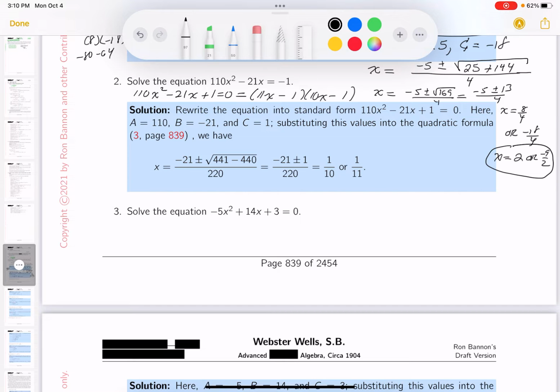And the answers are very easy. What are the answers going to be? Let me write this down. X equals, well, that would be 1/11 or 1/10. Again, those answers are listed for me.